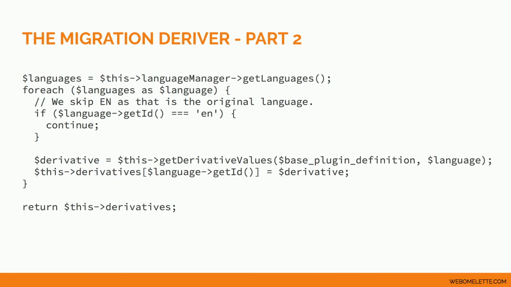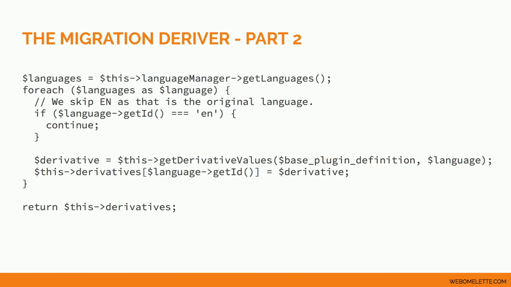So first we get the languages on the site using the language manager, which I had injected, and for brevity I left it out. It's injected. And then we start looping through those, kind of like the blocking. So we skip the English, because that was our original migration, categories. And then we create our derivative with this helper method, which we'll see in the next slide, using the base plugin definition that we got and the language, of course. So for each language, we make a derivative.